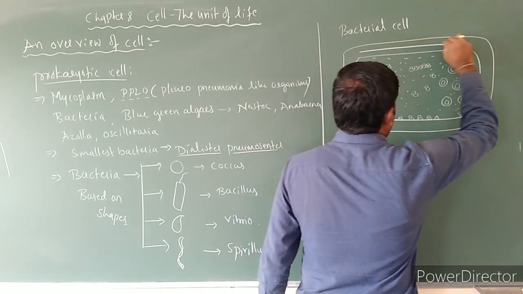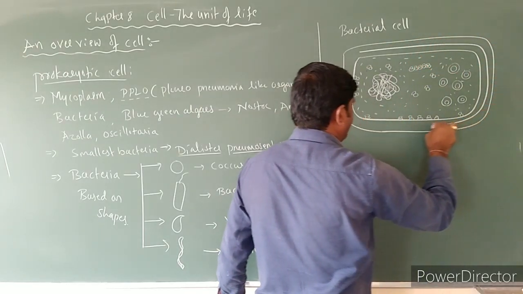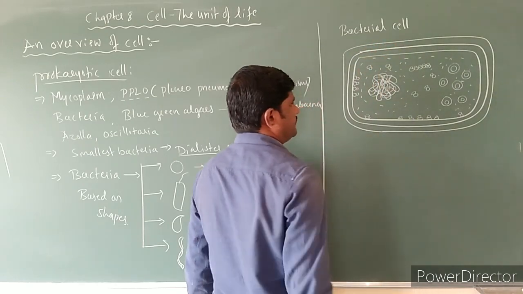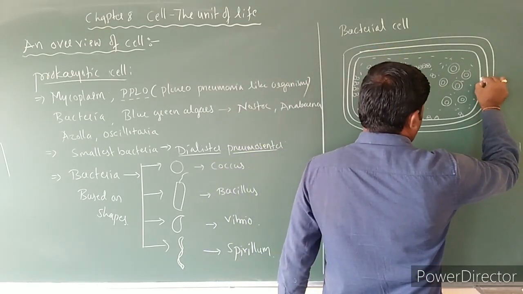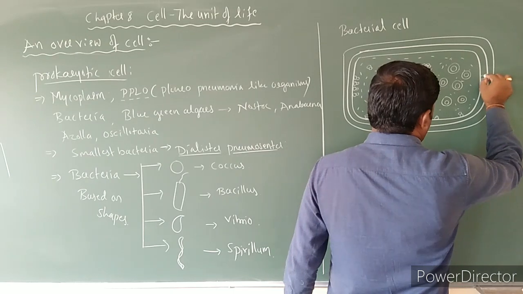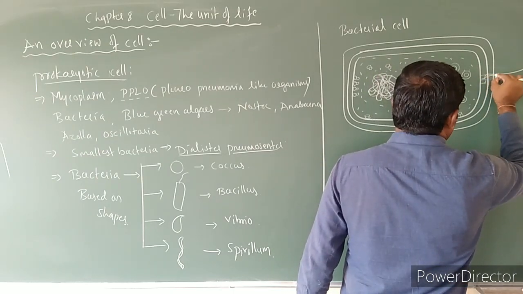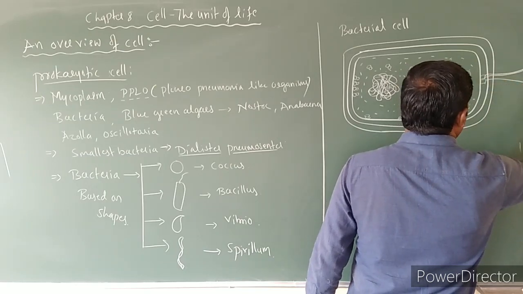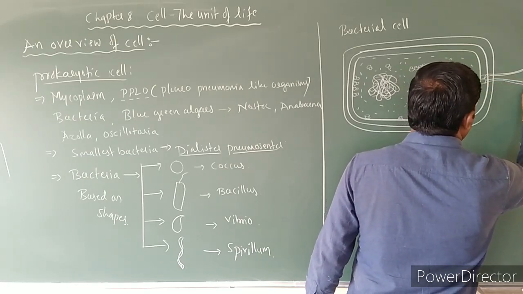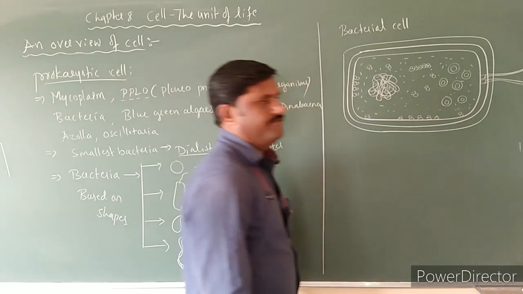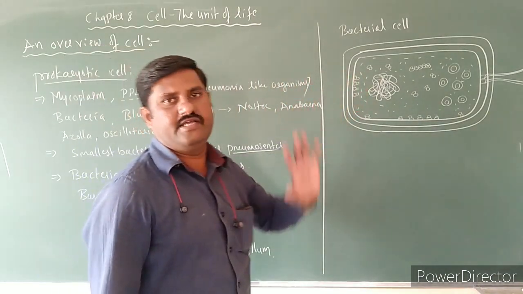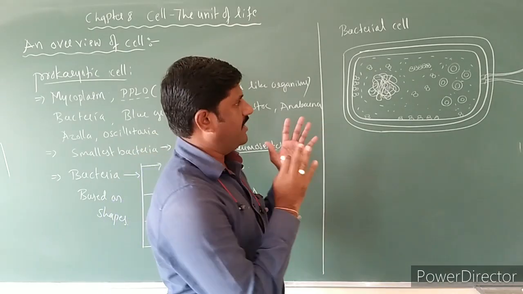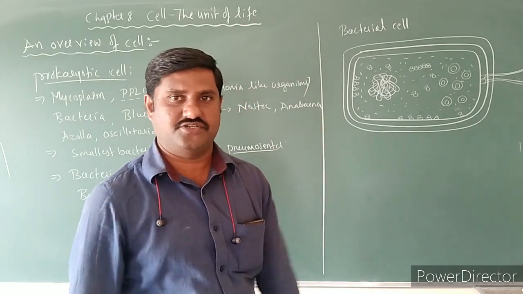Here we come across one more part over here, the basal bodies, and the plasma membrane. This is the bacterial cell. So for our study, we will have to divide this bacterial cell into several sections.